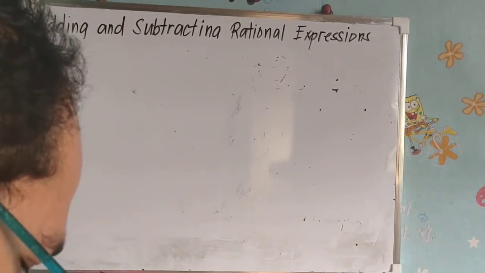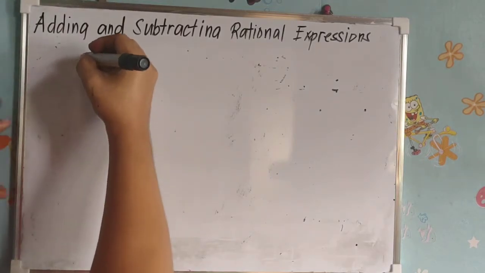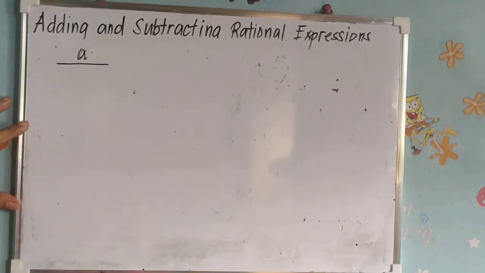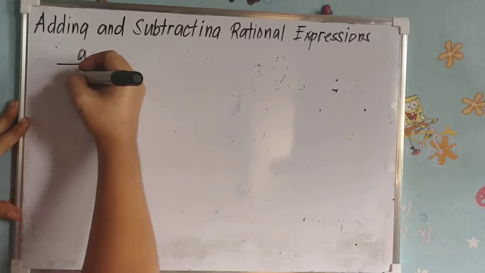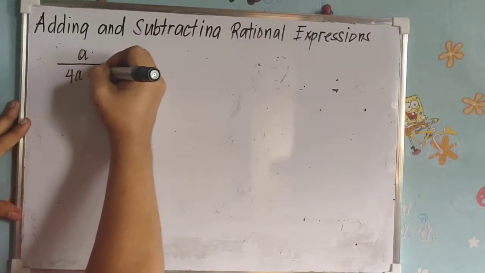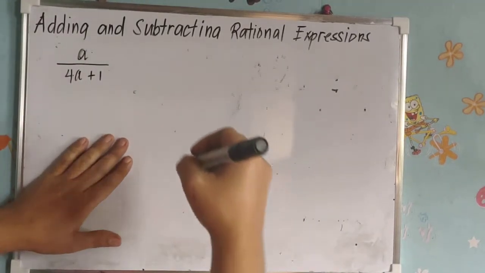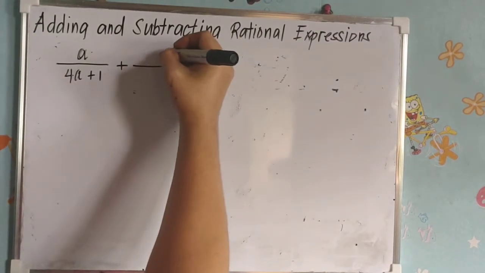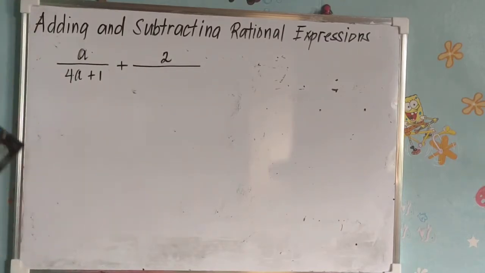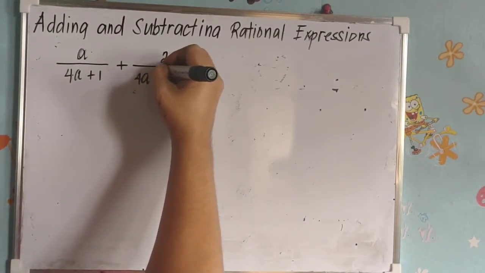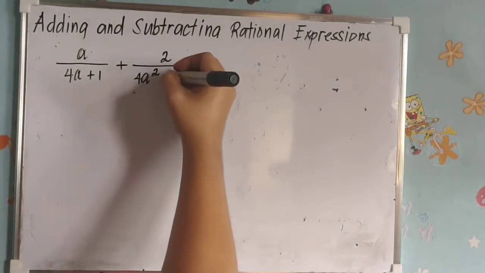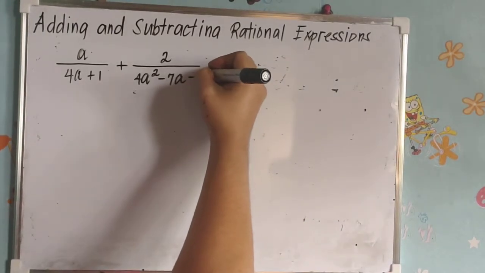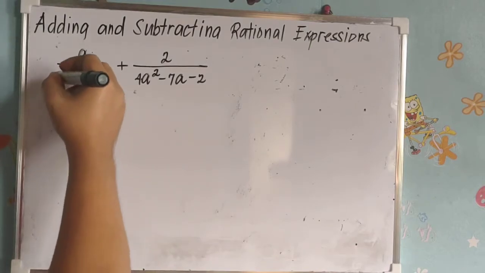Next example, let's have a over 4a plus 1 plus 2 over 4a squared minus 7a minus 2.